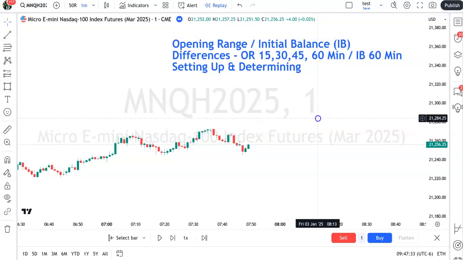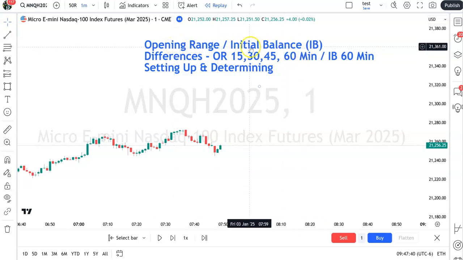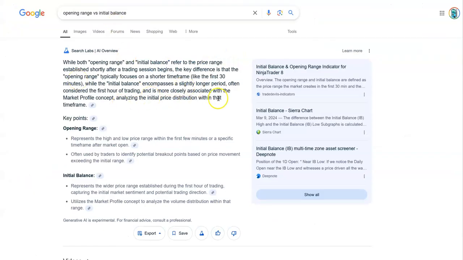So let's just talk about, for a minute, the opening range. Some people also refer to it as the initial balance, and there is a slight difference between the opening range and the initial balance. I Googled it beforehand just to give you a little idea. Normally, when we're talking about the opening range, we're talking about the first part of the trading day after the initial New York Open.